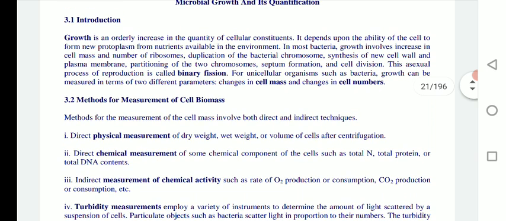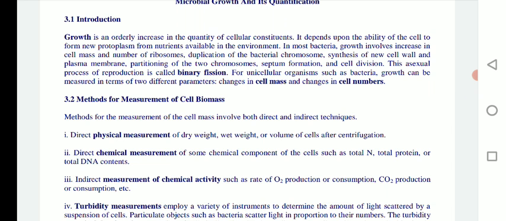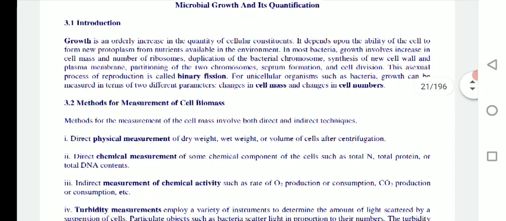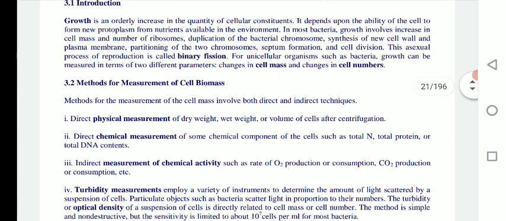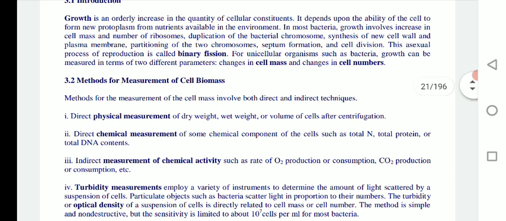So growth in bacteria simply means increase in numbers. What is meant by growth in bacteria? Increase in cell numbers. Otherwise, in living things other than bacteria, growth is increase in cell mass as well as cell size. But in bacteria we define growth as increase in number of cells. Bacteria mostly divide by binary fission. It is a method of asexual reproduction and it is mostly found in bacteria.